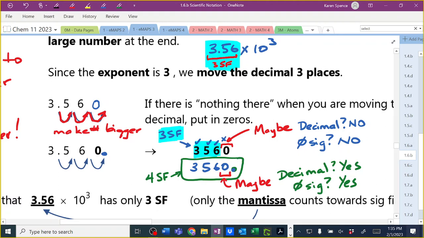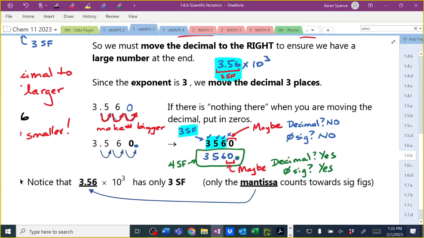Okay. And like I said, if you're still struggling with the significant figures a little bit, don't worry about it. We will talk more about them next week. Okay.